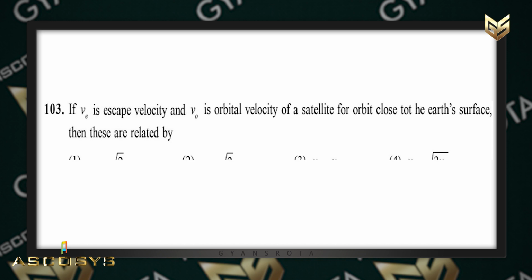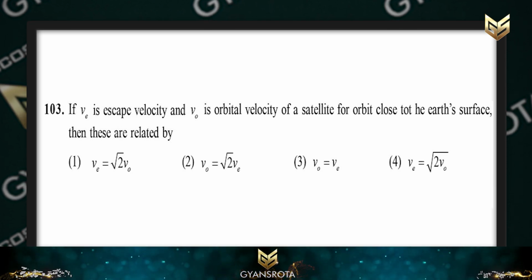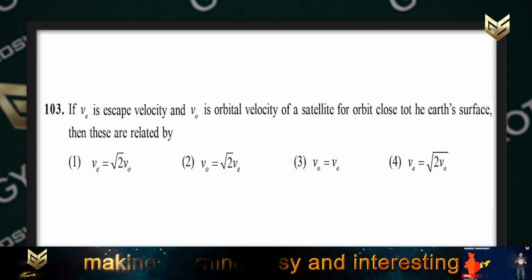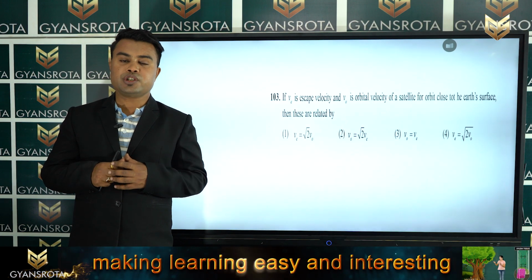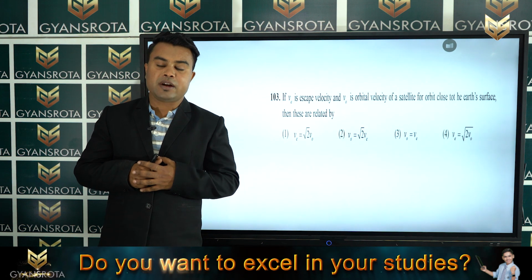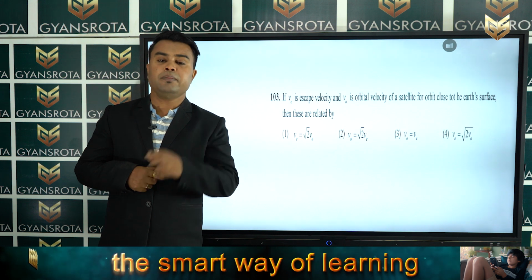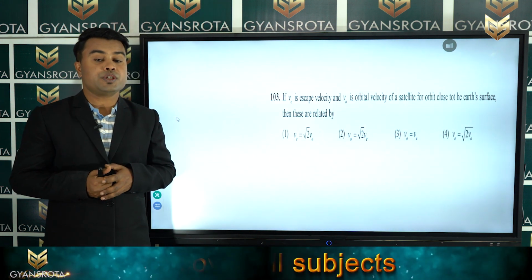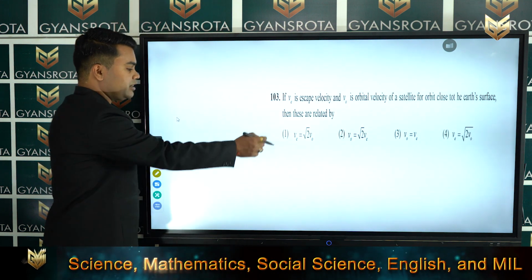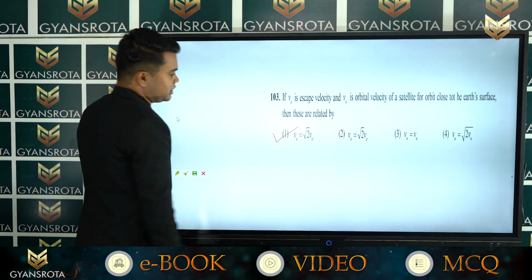If VE is escape velocity and V0 is orbital velocity of the satellite for orbit close to the Earth's surface, then these are related by what? So this question came from the chapter Gravitation of class 11, a direct question, and we know that the escape velocity is equal to root 2 times the orbital velocity. Please see the expression in the video which was done. Please take out the chapter and study it very nicely. You will see that this relation is directly given. So I will say this option is the correct answer.